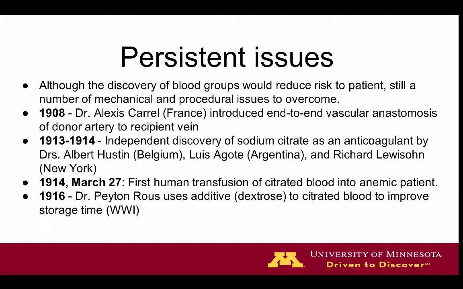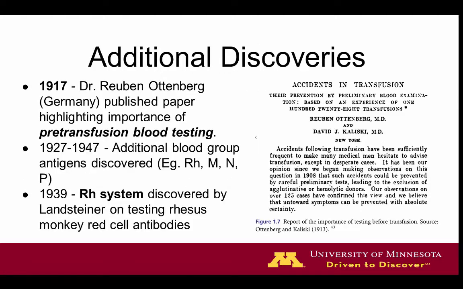Using this idea of citrated blood, the first attempt at transfusion of this blood was made into an anemic patient, and it was successful, showing the viability of citrate as an anticoagulant and storage preservative. And furthermore, around World War I, when there was more need of blood and blood storage, Dr. Roux used a sugar, dextrose, in addition to citrate to further improve the storage time of blood.